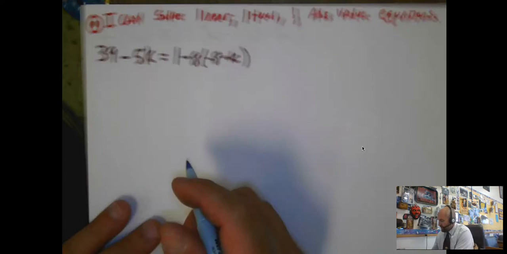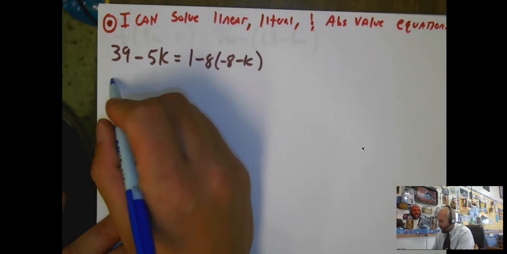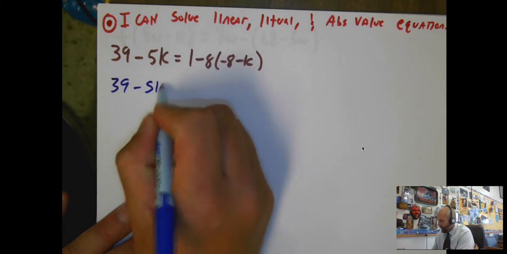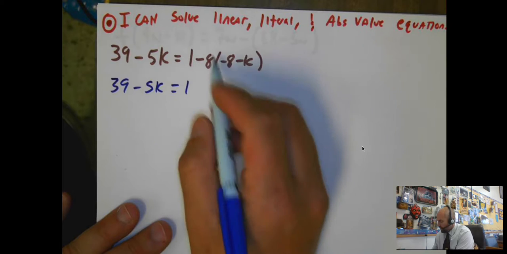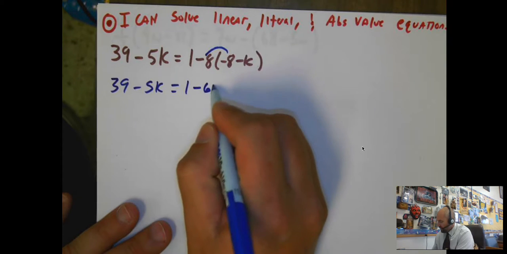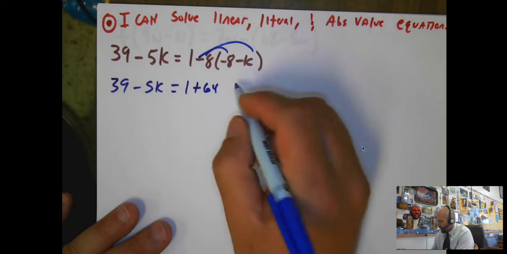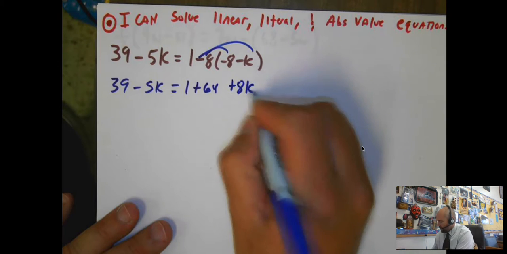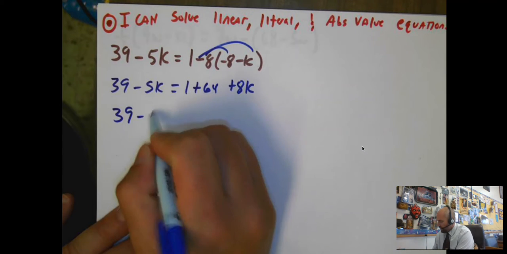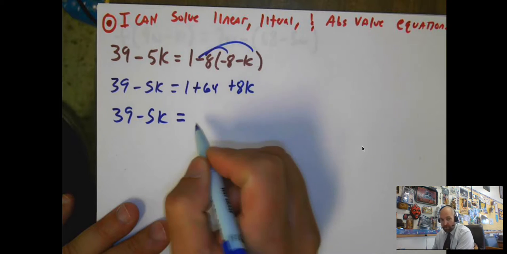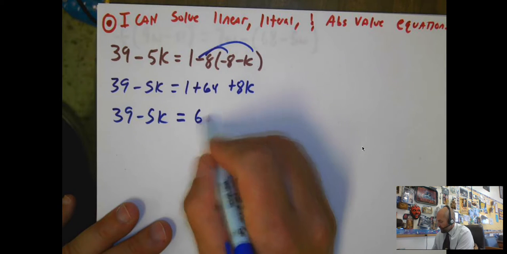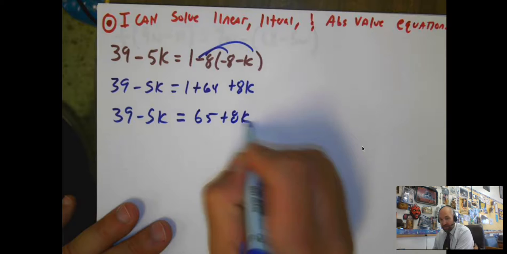So hopefully you see you have distribution. So you got 39 minus 5k equals 1. And then this guy right here, that's positive 64, and then positive 8k. So we combine our like terms. You get 39 minus 5k equals 65 plus 8k. So there's lots of different ways to do this.